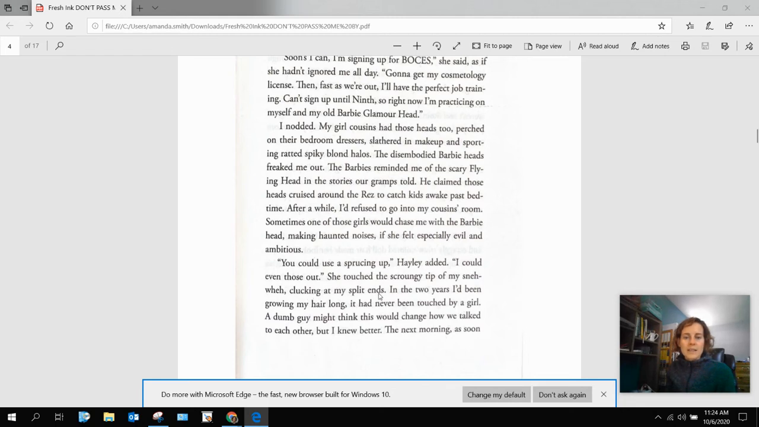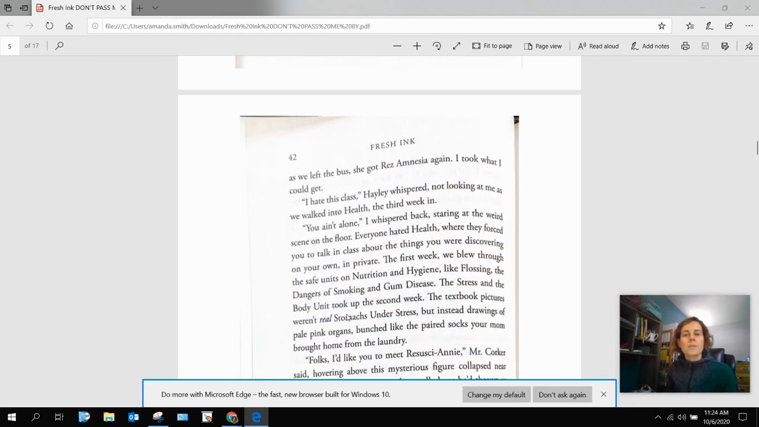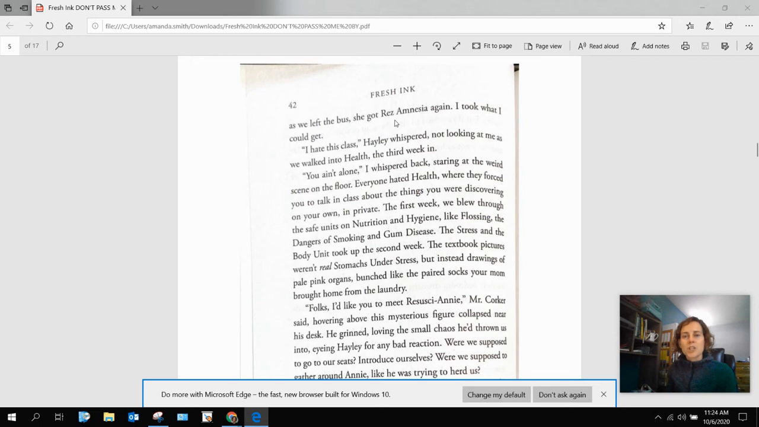Clucking at my split ends. In the 2 years I'd been growing my long hair, it had never been touched by a girl. A dumb guy might think this would change how we talked to each other, but I knew better. The next morning, as soon as we left the bus again, she got res amnesia again. I took what I could get.